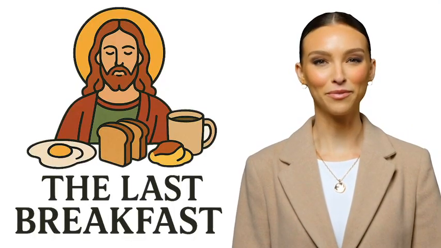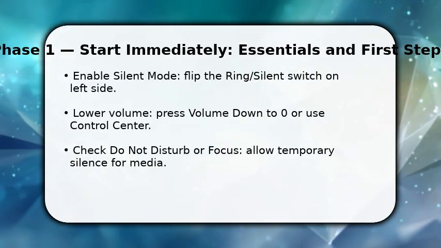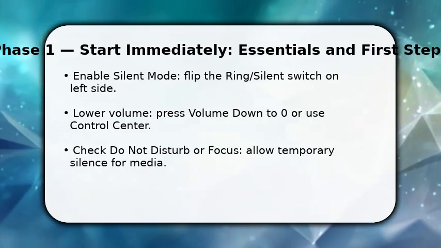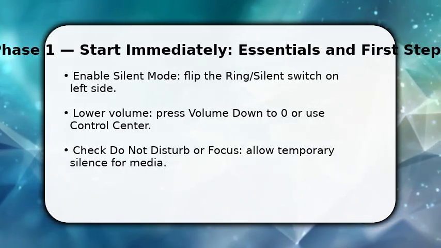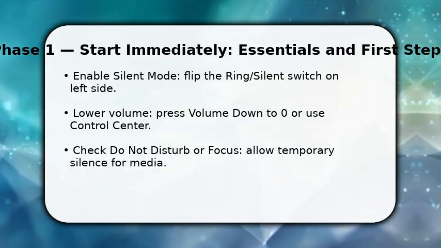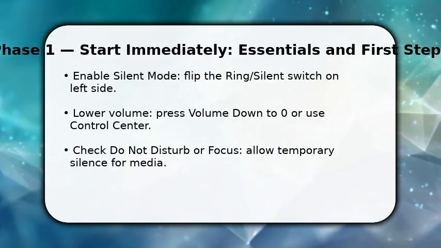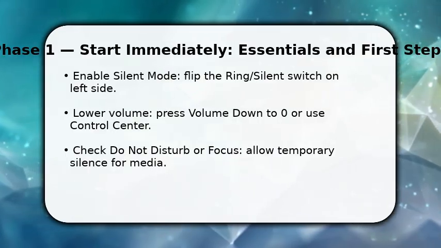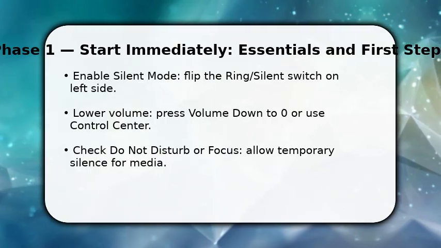You start by silencing all audible feedback. Flip the ring/silent switch on the iPhone's left edge to silent. This immediately mutes the camera shutter. If you prefer, press volume down to 0 or open Control Center and drag the volume slider to 0.